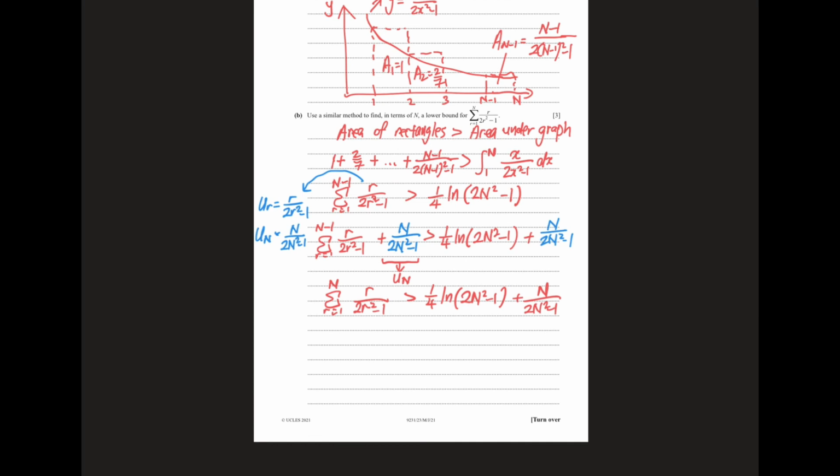And from here you can see that our summation is greater than this. So this is the lower bound. Okay, so let's write it down. The lower bound is hence equal to 1 over 4 ln(2n squared minus 1) plus n over 2n squared minus 1. So this is the lower bound. Okay, so we finished the question.